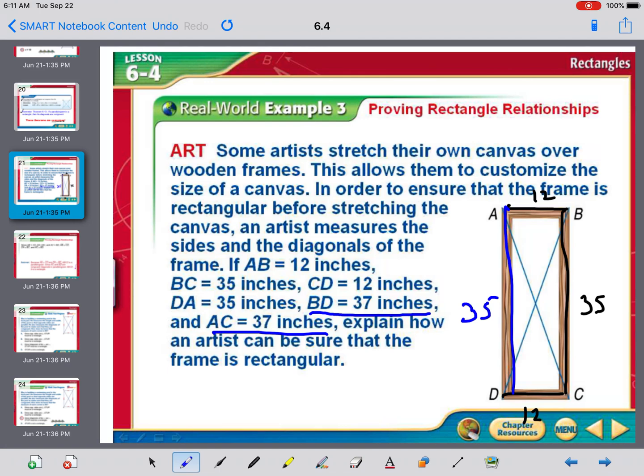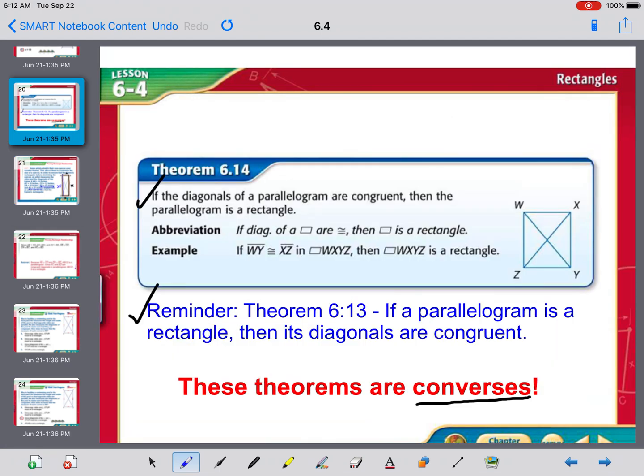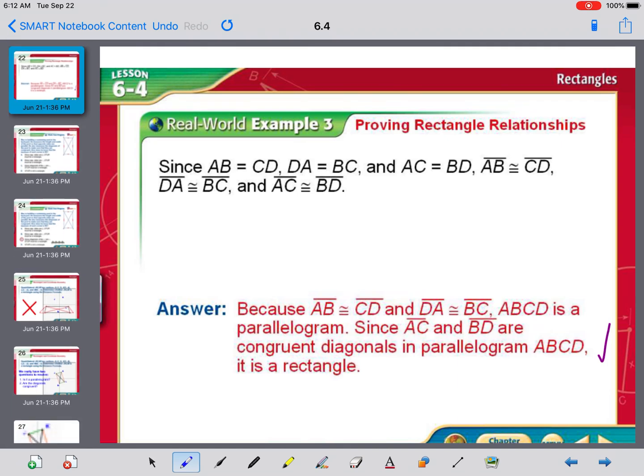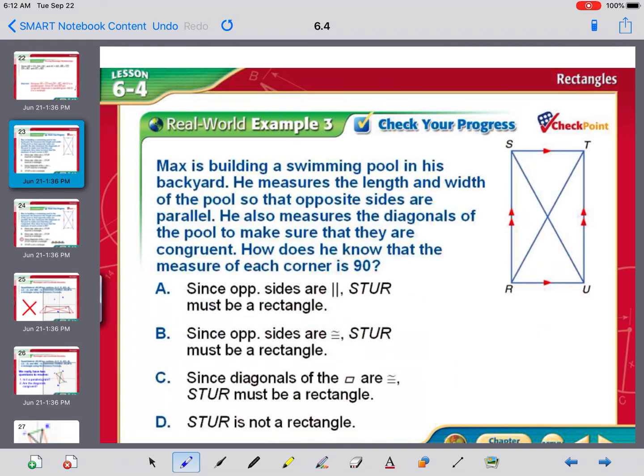Well, because opposite sides are congruent and the diagonals are congruent, by the previous theorem, we can say that it's true. We don't have to do any work. That's proof.